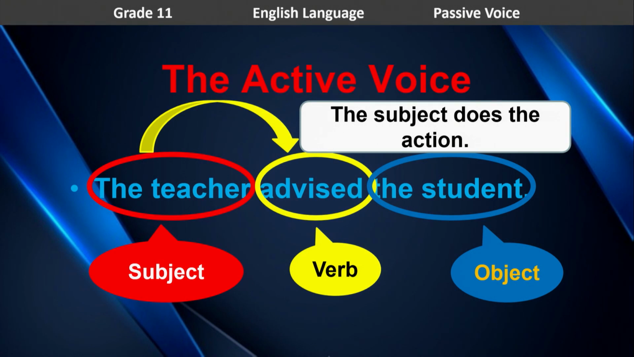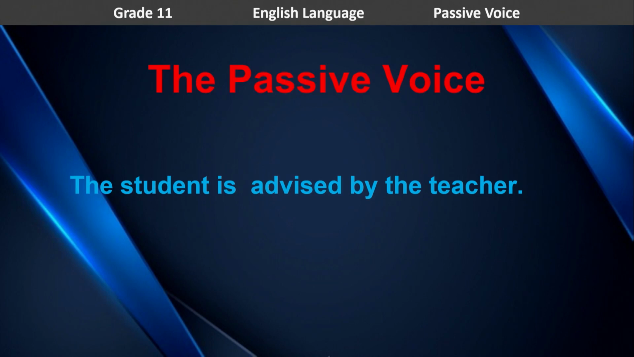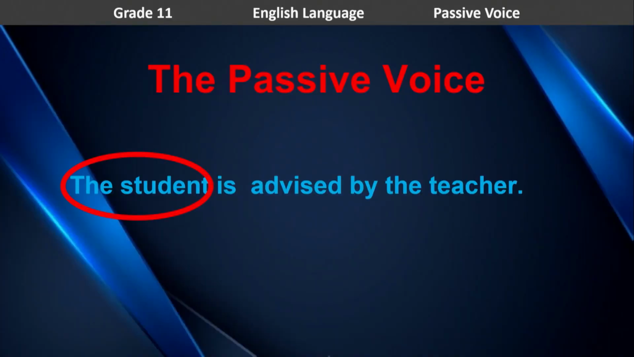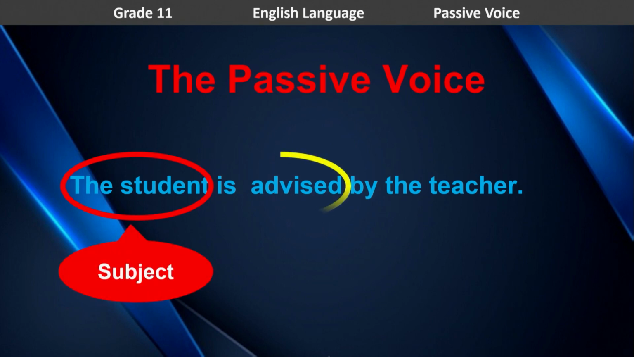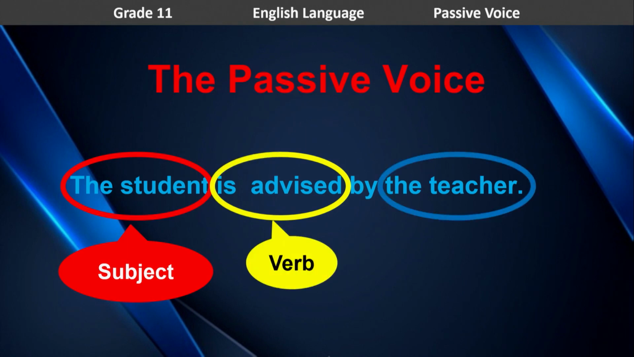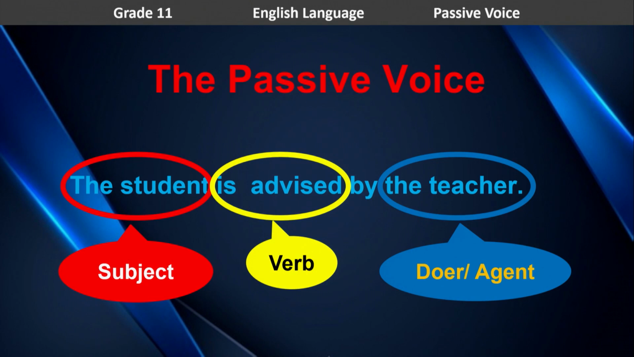Let us look at the passive voice sentences. The passive voice. Can you read it out? Yes, the passive voice sentence is: The student is advised by the teacher. The student, children, this is the subject of the passive voice sentence, and is advised is the verb. By the teacher is the doer or the agent.